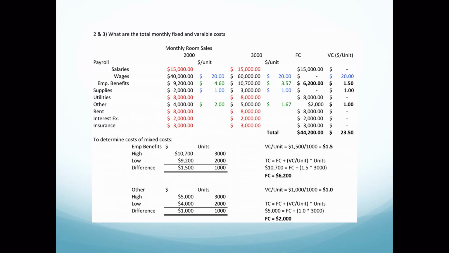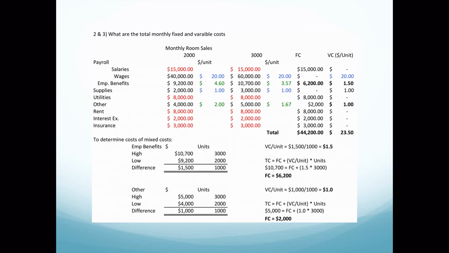So first thing we need to do is just realize what we're doing. Our goal is to create that cost formula, or a comprehensive cost formula, for the entire income statement that we have. So we need to separate our mixed costs in employee benefits and in other expenses into their fixed and variable portion, and we do that by doing the 2-point high-low method. So let's start out with employee benefits.